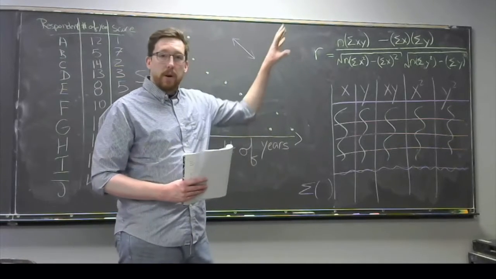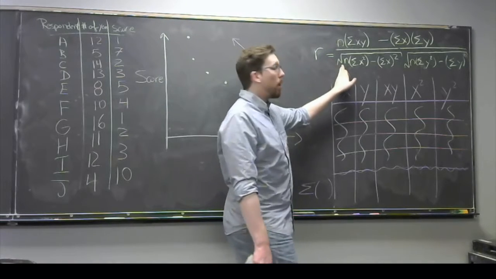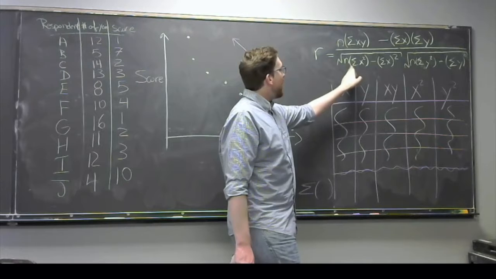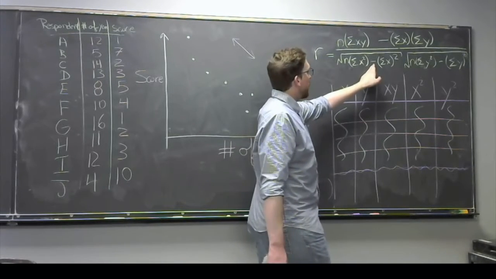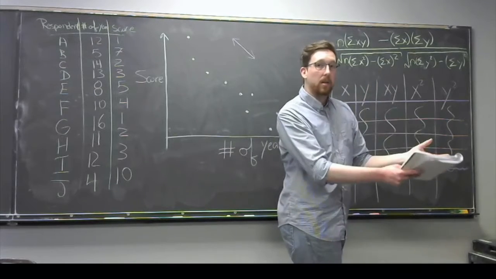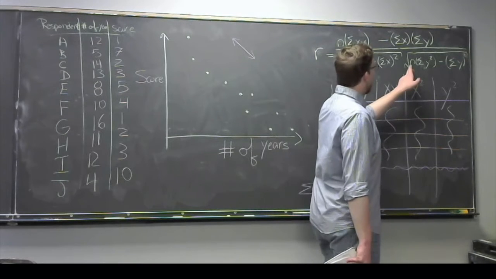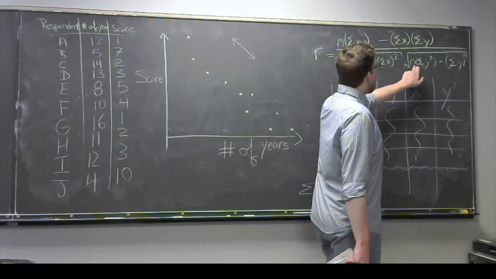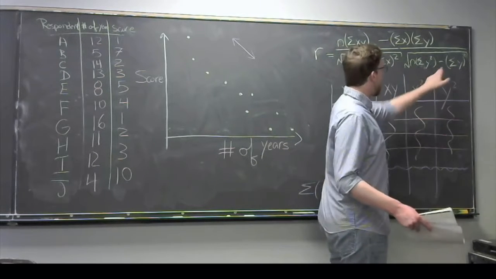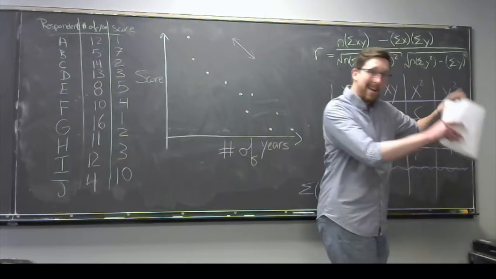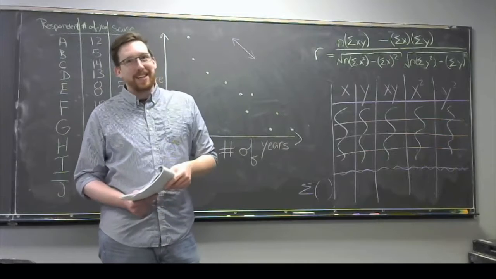After we do that, that's going to be our denominator. After we do that, we're going to take the square root of n times the sum of x squared minus the sum of x, that quantity, squared, times the quantity n times the sum of y squared minus the sum of y, that quantity squared. Like I said, I know that sounded bad.